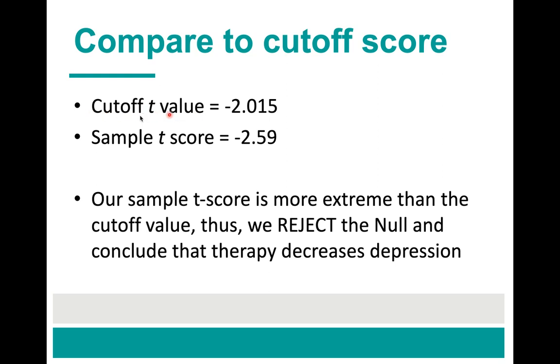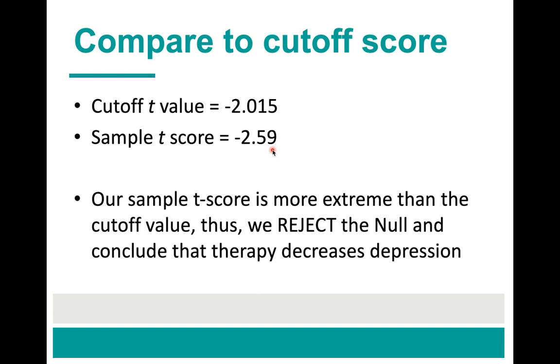So we can call that our cutoff t-value, right? Our line in the sand. Our observed t-score from our sample is negative 2.59. We are more extreme than the cutoff value. Thus, we reject the null, and we're going to end up concluding that, yes, in fact, therapy does decrease depression.